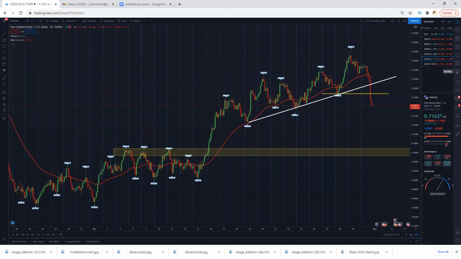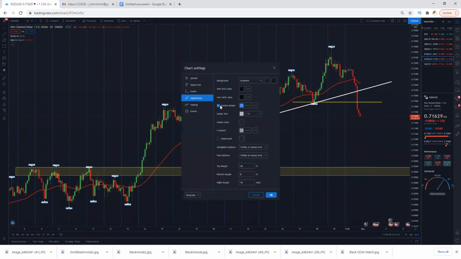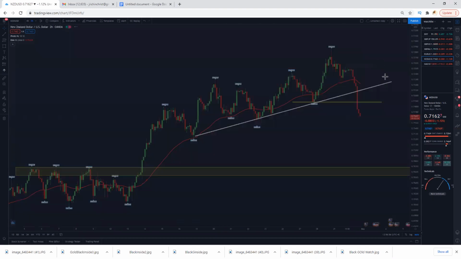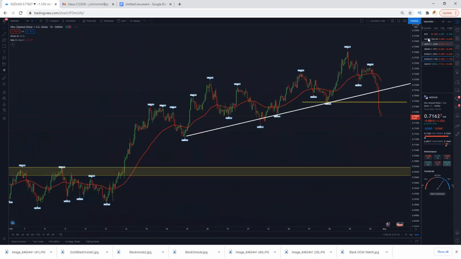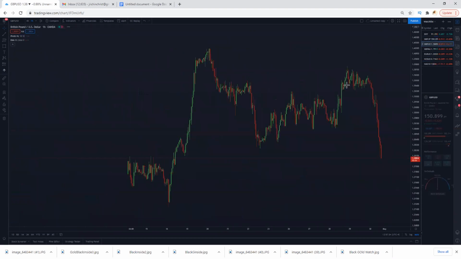So I'm in this trade on NZD USD right now. We can get back to that later. Let me take my session breaks off. It's a beautiful trade right now. I think GJ is still in profit.